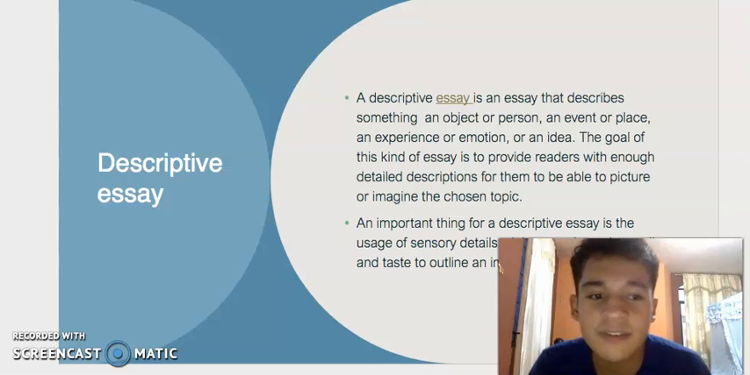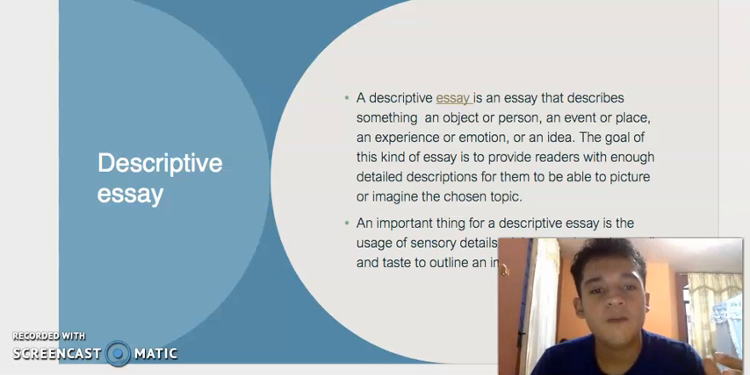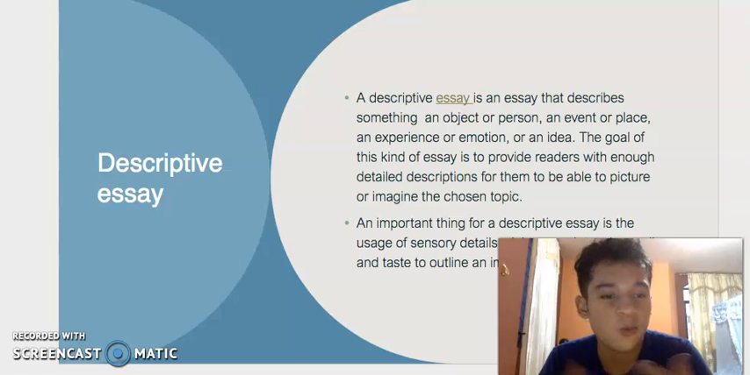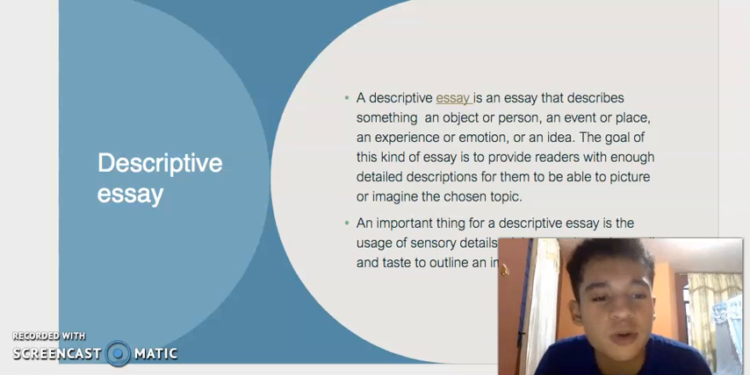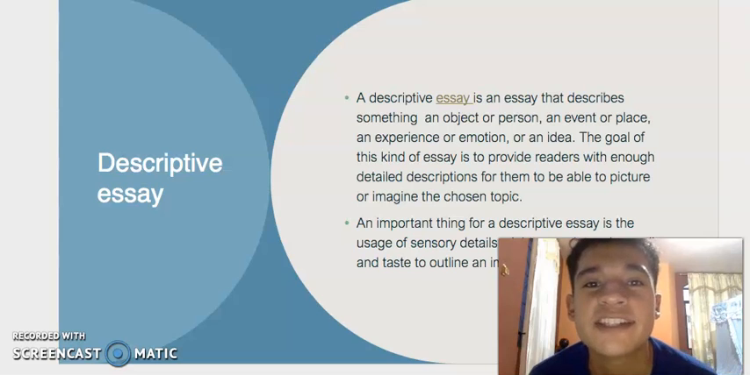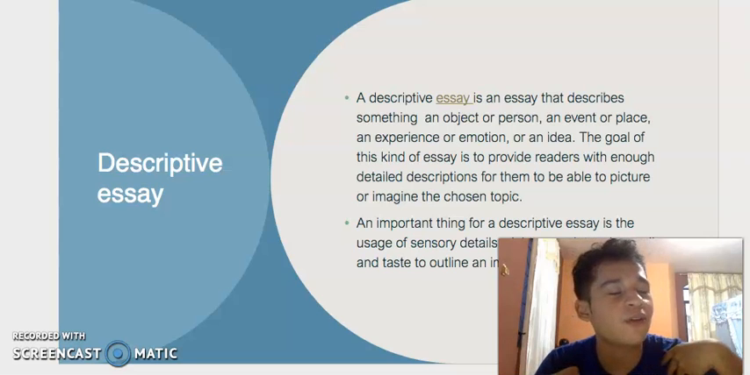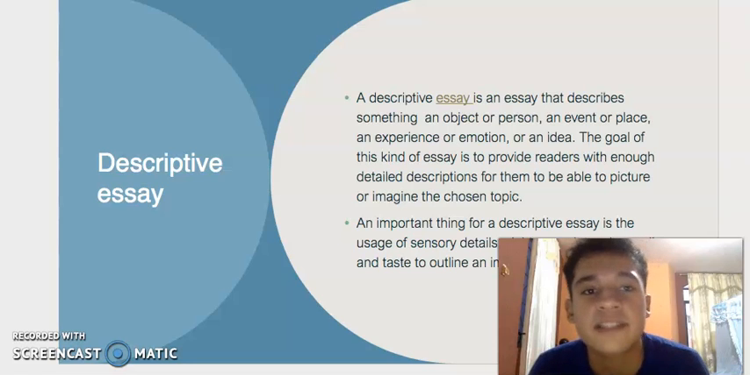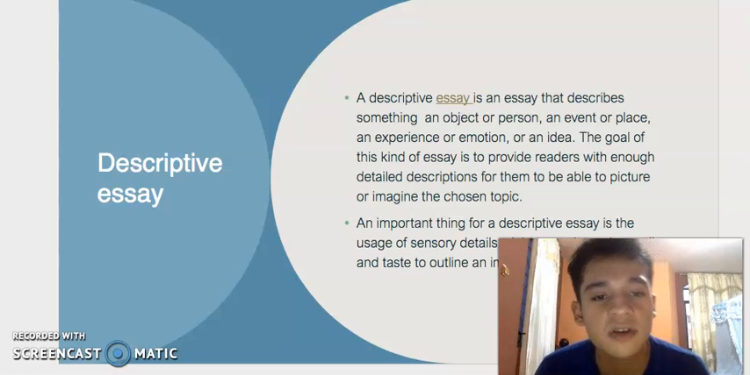Now, like this definition says, in a descriptive essay, we need to be able to, as a writer, describe what we are trying to write about. For example, if I'm trying to describe a place, I would need to describe it with lots of details. For example, the place, the climate, how everything is. So, a descriptive essay is really necessary and really important.